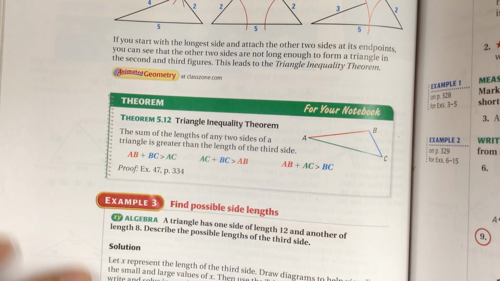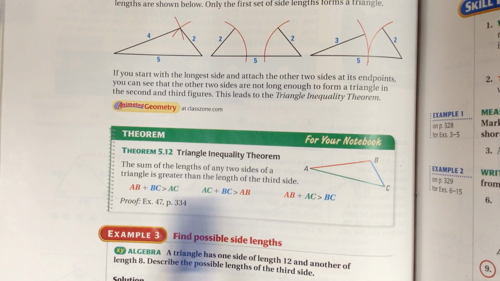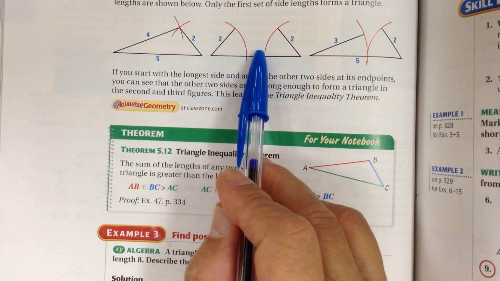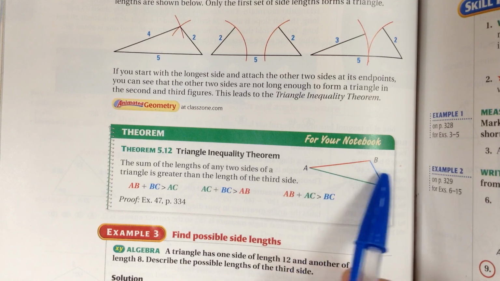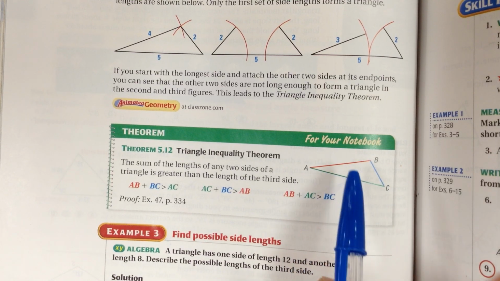If you don't have that situation, you can end up with something like this. Then you won't have a triangle. So again, if you add any two sides, it has to be longer than the third side.